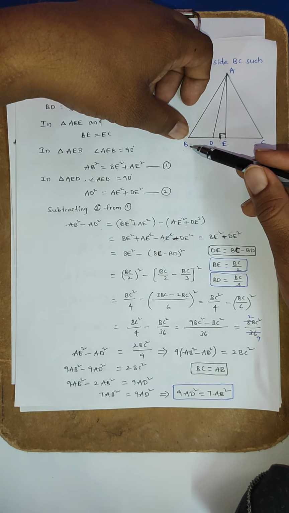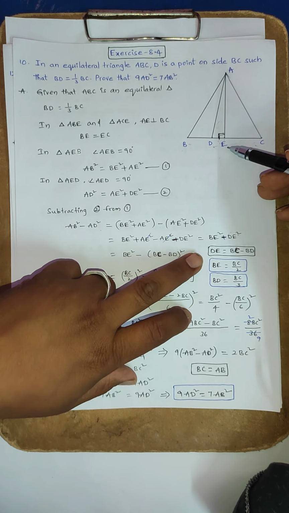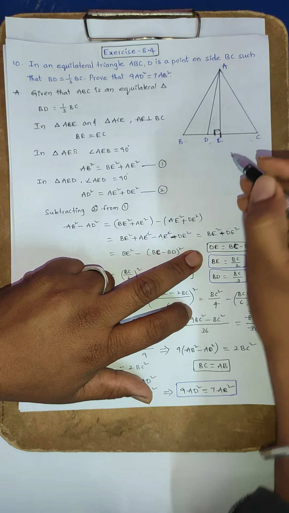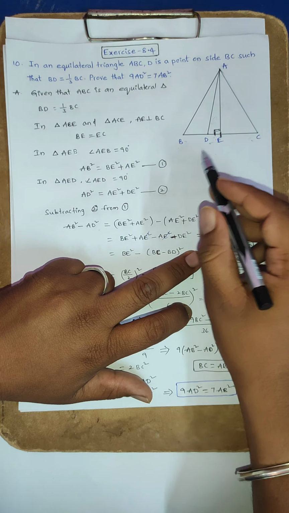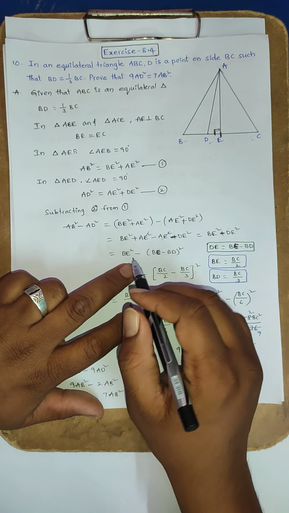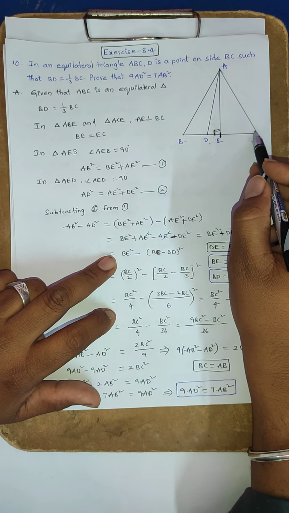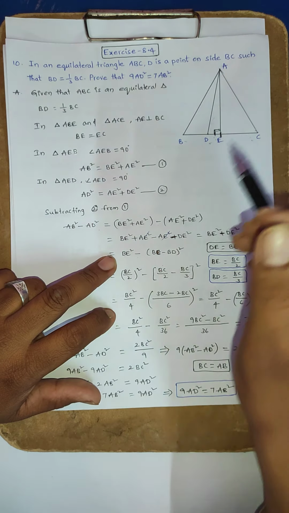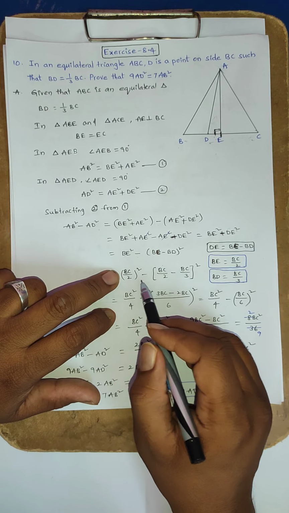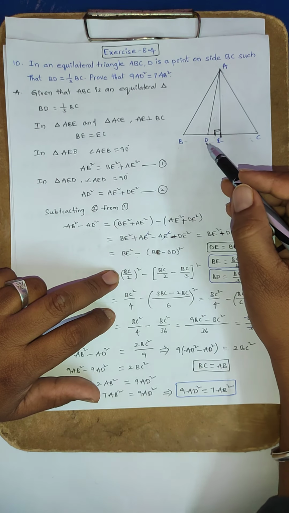Wait one second. The length of DE is equal to BE minus BD, right? Then BE minus BD whole square. Here BE means half of this base side. So BC by 2 whole square minus BC by 2 minus BD whole square.